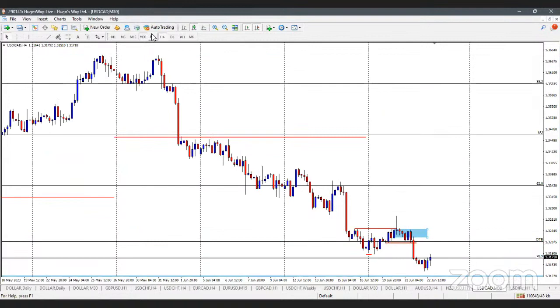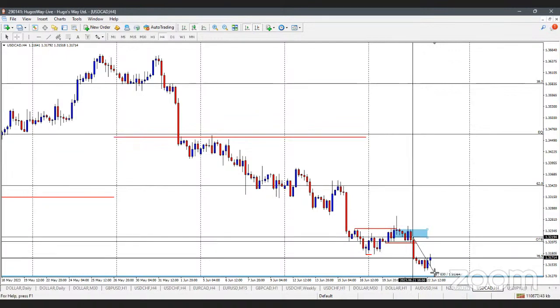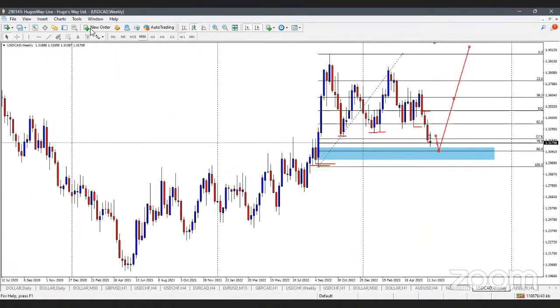USD CAD this week hasn't actually moved much. I thought that was the daily time frame, but it's actually the weekly. On the H4, there's not been that much movement. But remember what I've told you guys, that we're looking for the market to get into this area before we look for some longs. Maybe it might go a bit deeper because there's a little gap down here, but I'm looking for that buy from this last impulse move for USD CAD.